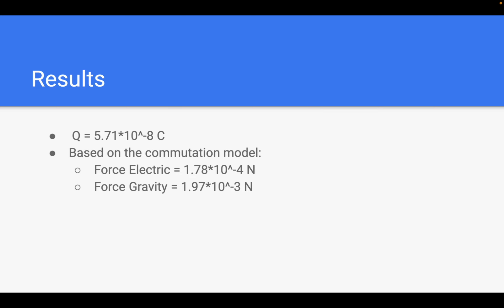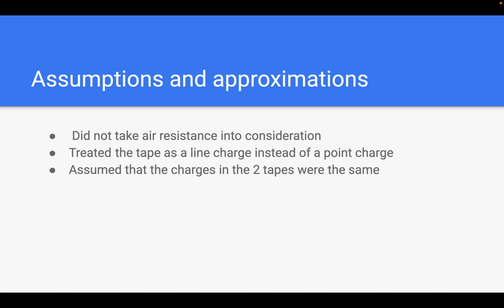And then for our results, as stated before, this is the Q that I calculated, which is 5.71 times 10 to the power of negative 8 coulombs, and then the electric force and the force of gravity, which the computational model helped me find. And some assumptions that we had to make are that we did not take air resistance into consideration. We also treated the tape as a line charge instead of a point charge. This is because it was going to give us more accurate results, and then we assumed that the charges in the two tapes were going to be the same, which is what helped us find the Q and the overall experiment.